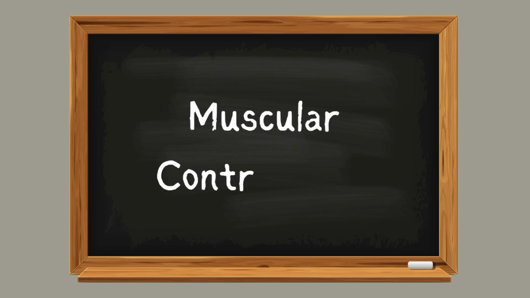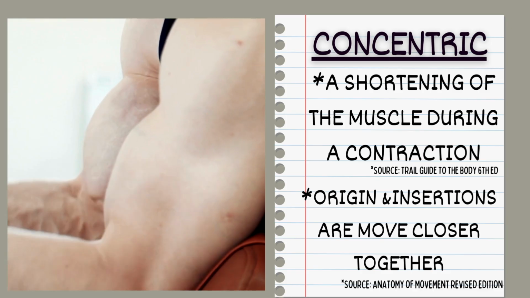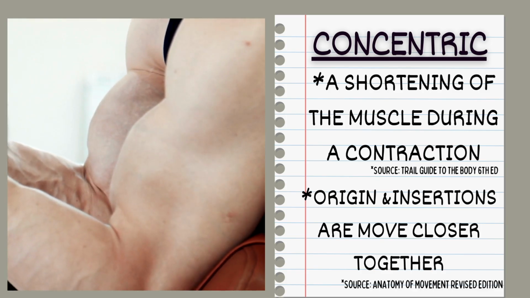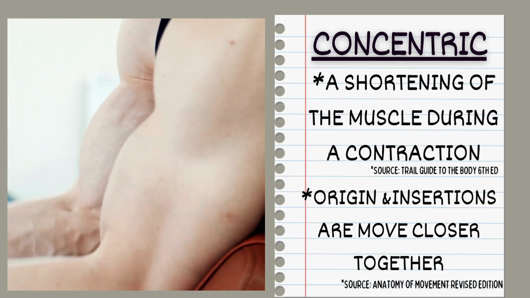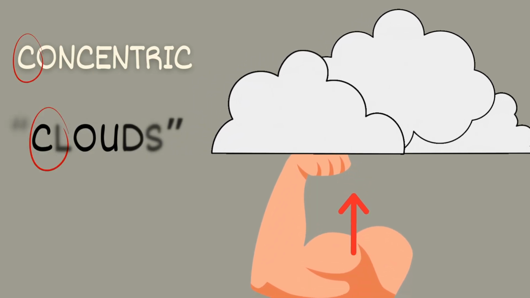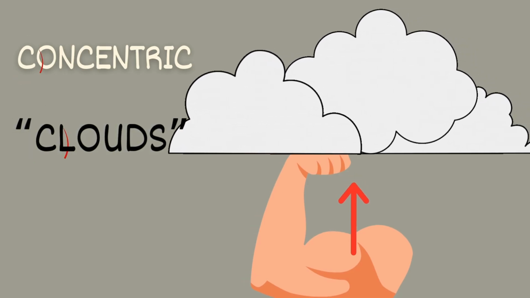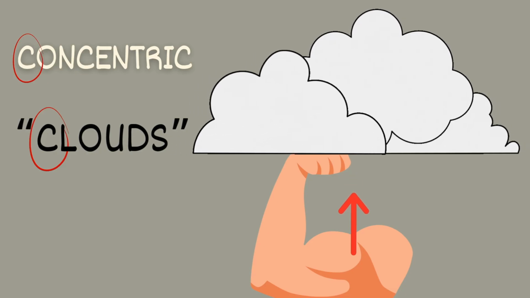Our final category is going to be muscular contractions. Your muscles react to tension and resistance in a few different ways, creating a muscular contraction. A concentric contraction creates a shortening of the muscle where the insertion and the origin moves closer together. The way I was taught to remember concentric was to think of your muscles moving up towards the clouds, and concentric and clouds both start with a C. Also, if you think about a bicep curl, it kind of looks like a cloud.